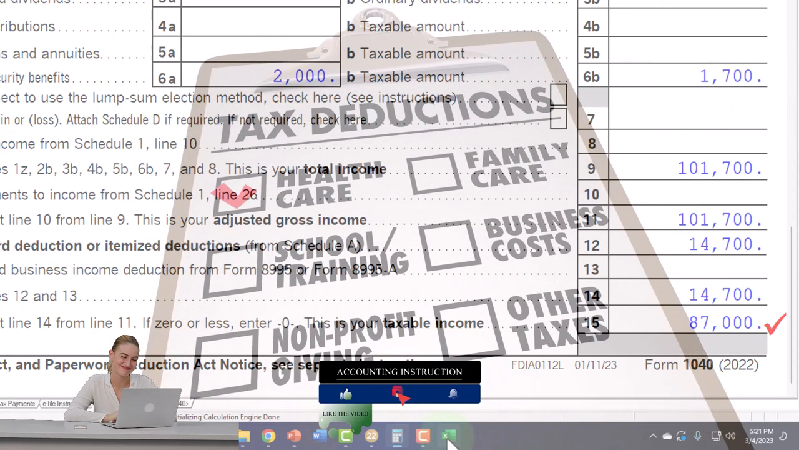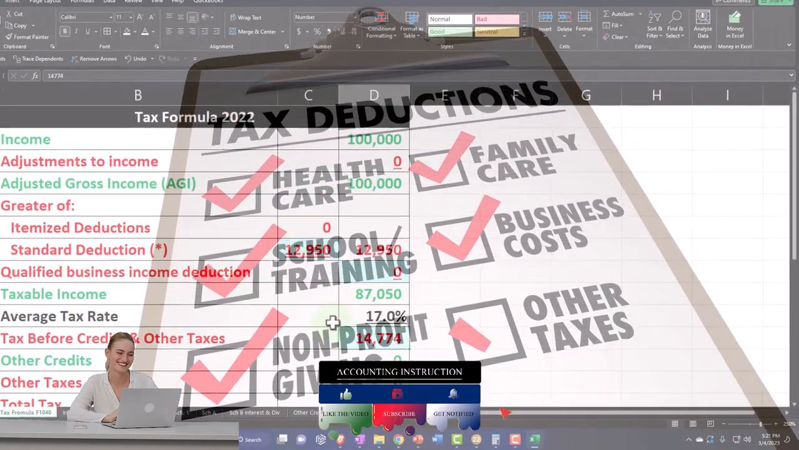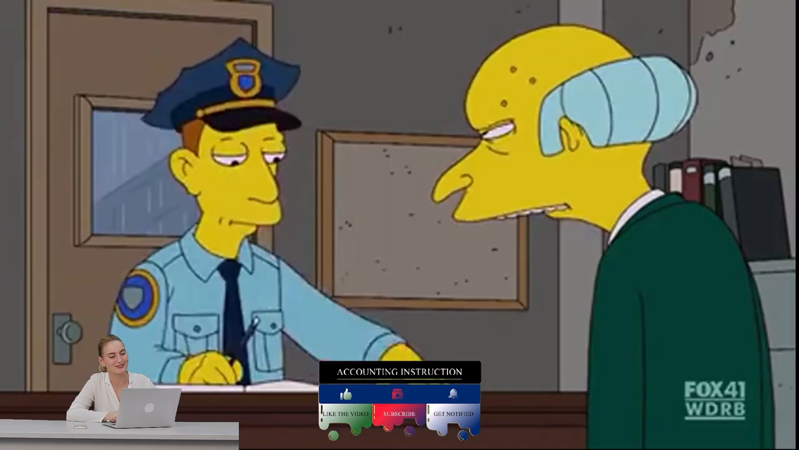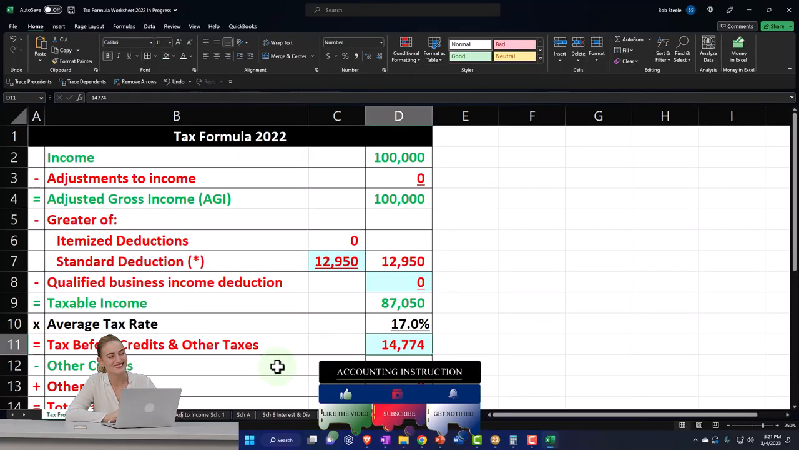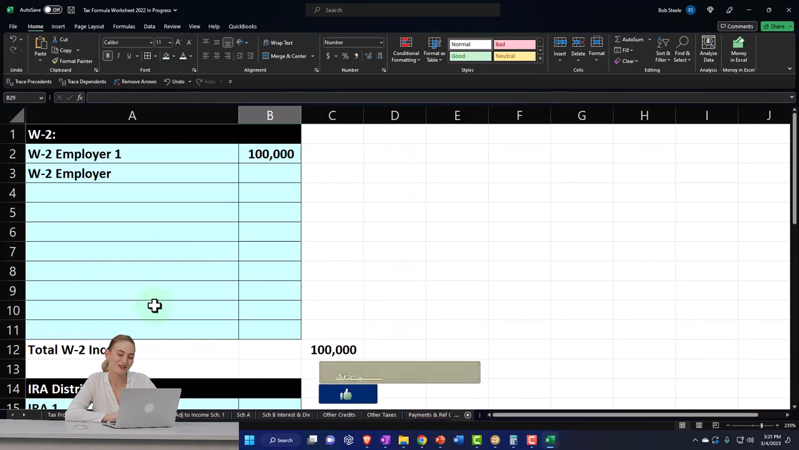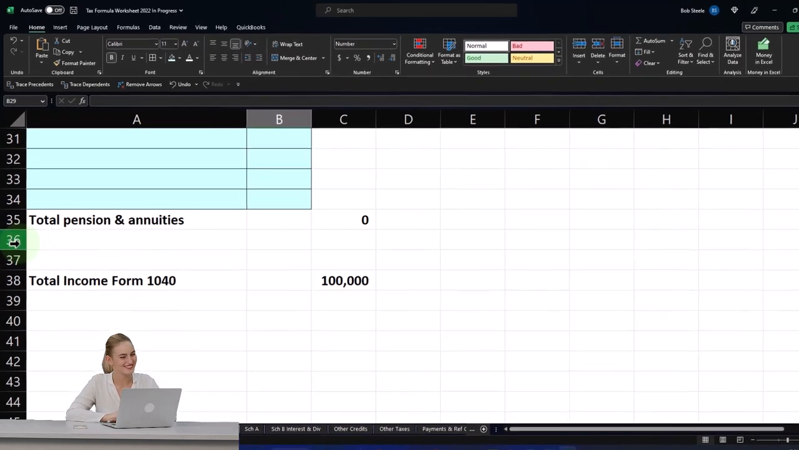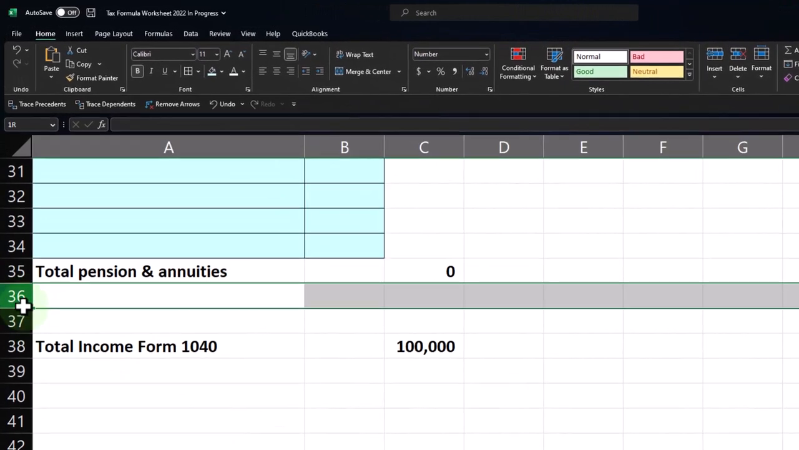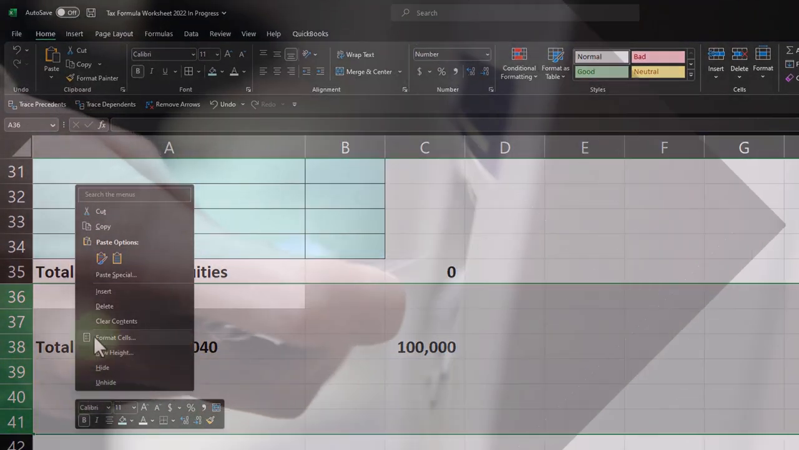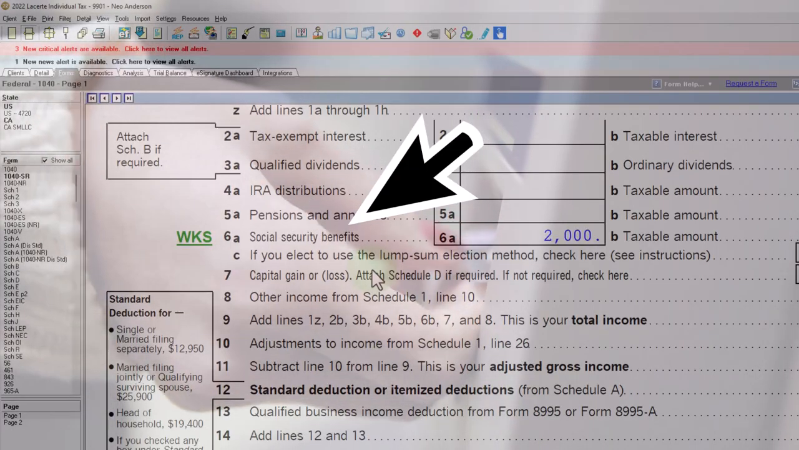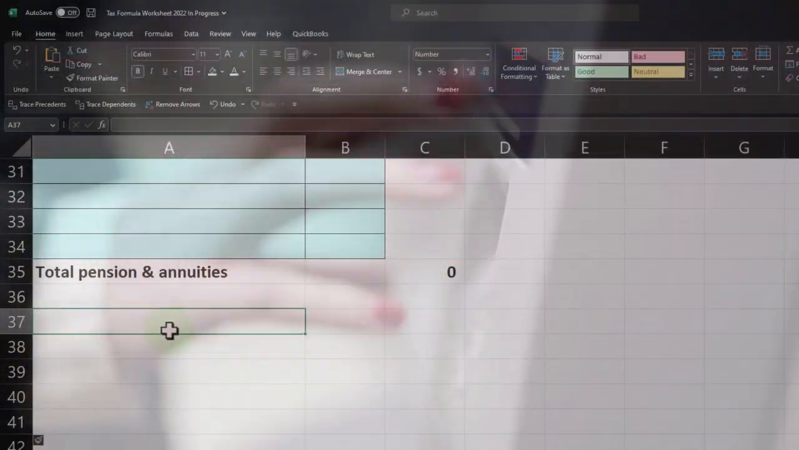So let's go back on over here and say, all right, let's say that we've got the income now, and now we've got Social Security income. So that's like on page one. So let's say that I'm going to add another line, pension. Let's add a few more lines here. I'm going to insert some lines, and then I'm just going to call this, what should I call it? Social Security benefits.